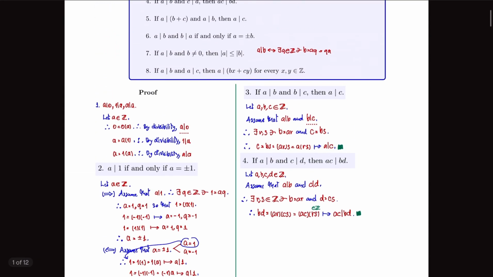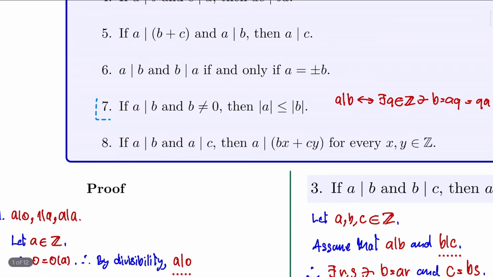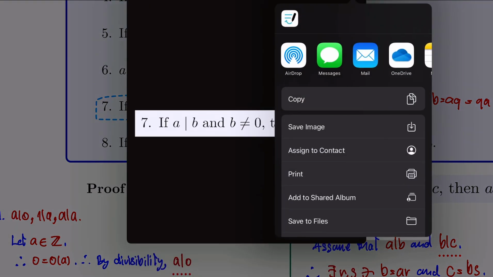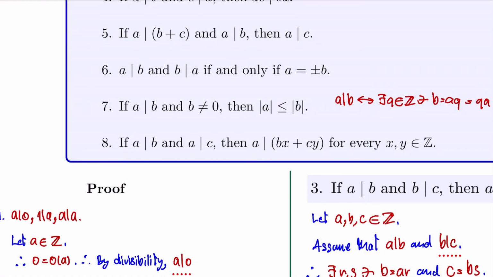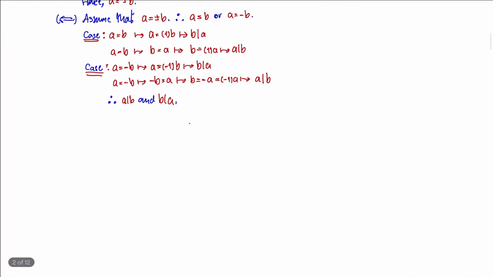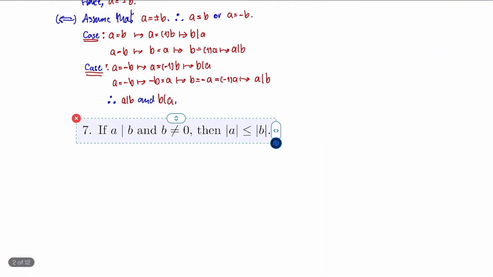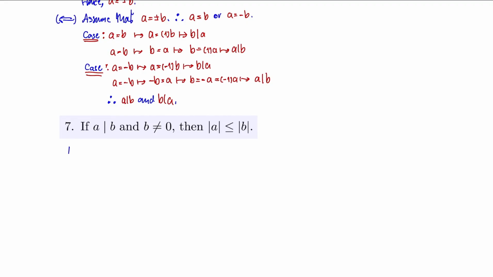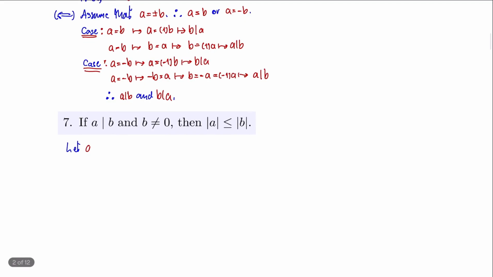Let's go to the 7th property here. What is the 7th property? For the 7th property, if A divide B and B is not 0, then the absolute value of A is less than or equal to the absolute value of B. So we let A and B be integers and B is not 0.